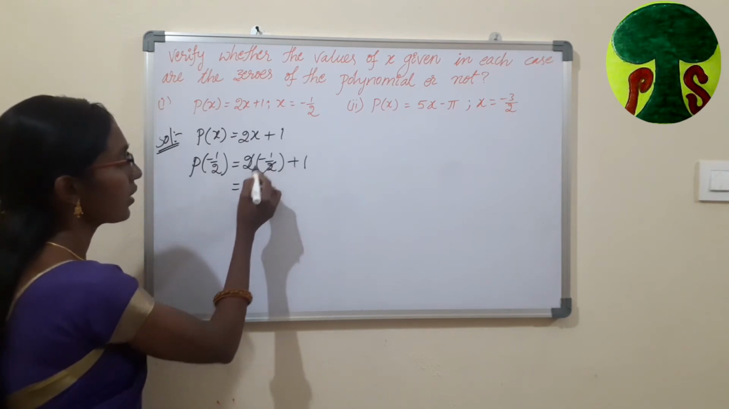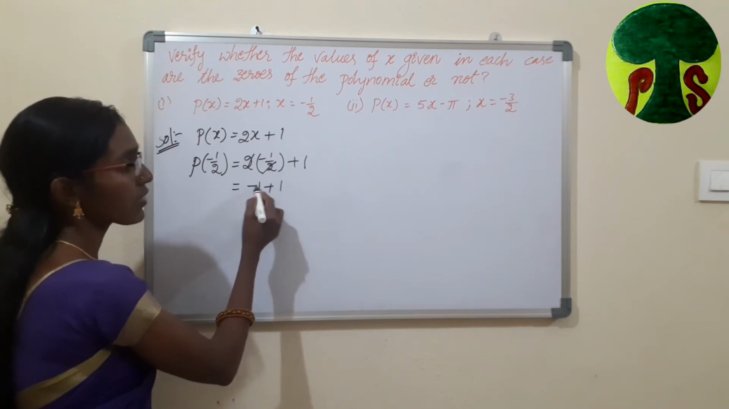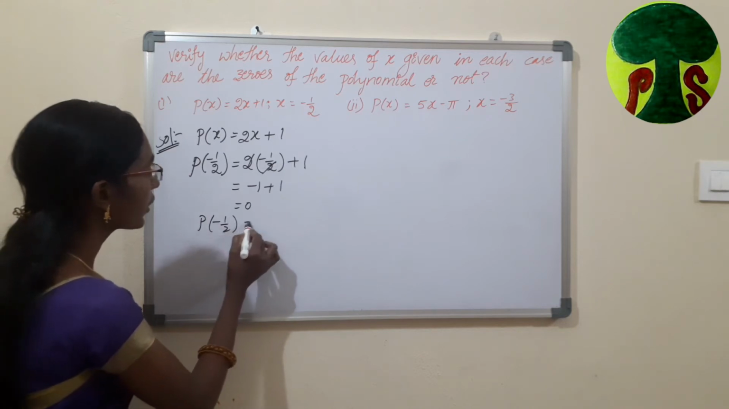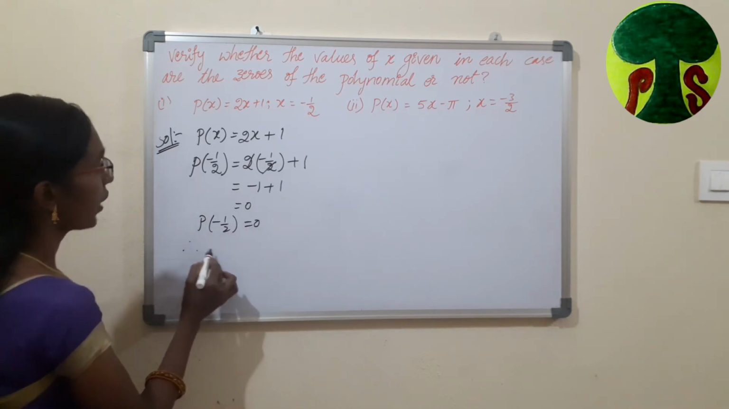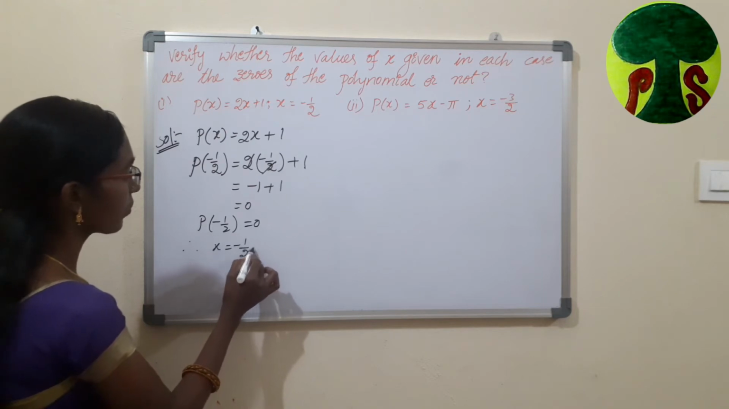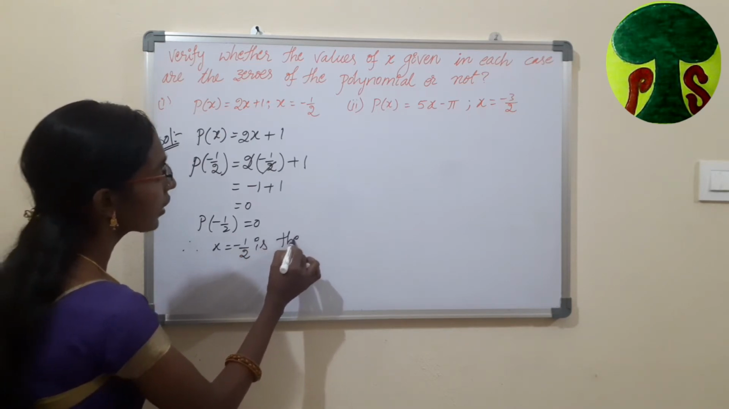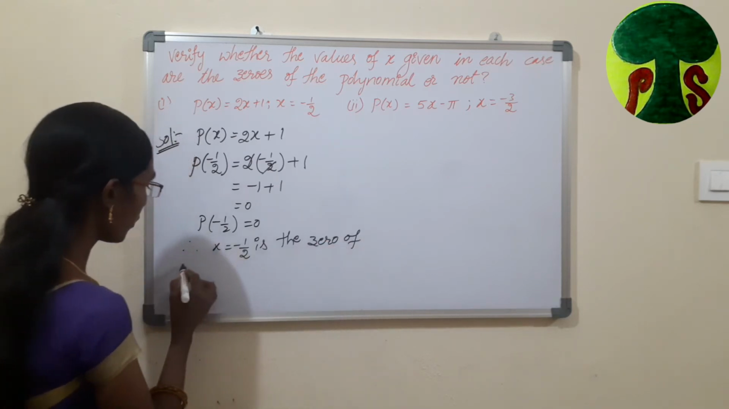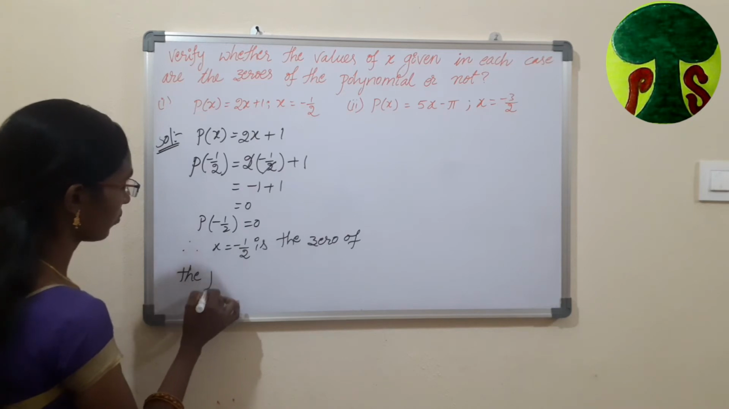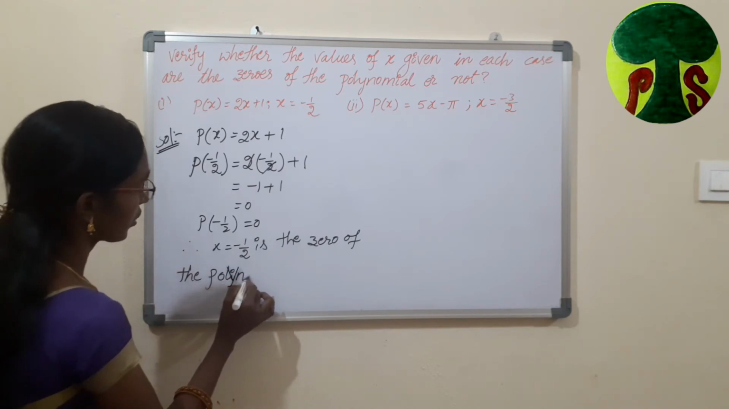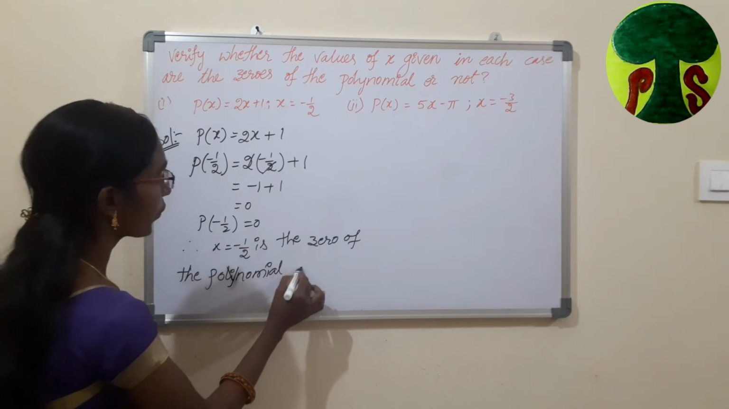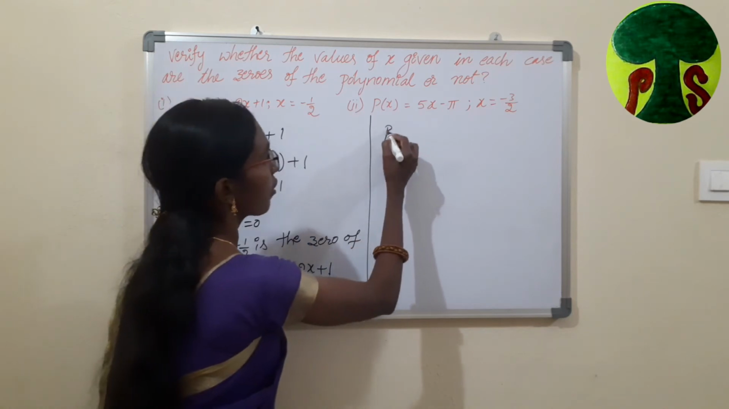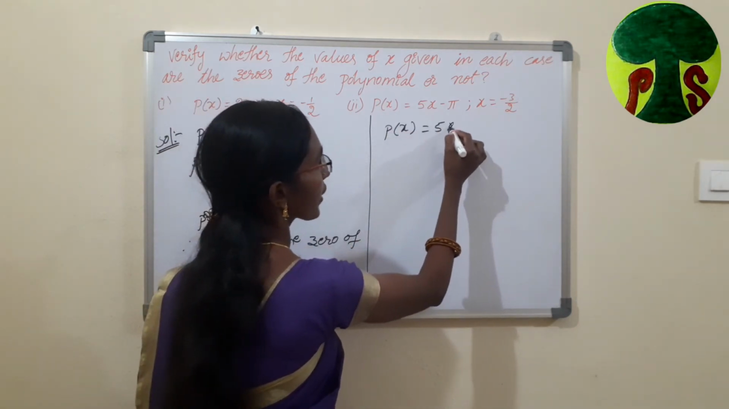The 2 gets cancelled. Minus 1 plus 1 is 0. The value of P of minus 1 by 2 is equal to 0. Therefore, x equals minus 1 by 2 is the zero of the polynomial 2x plus 1.